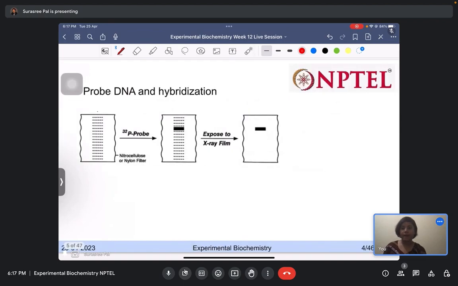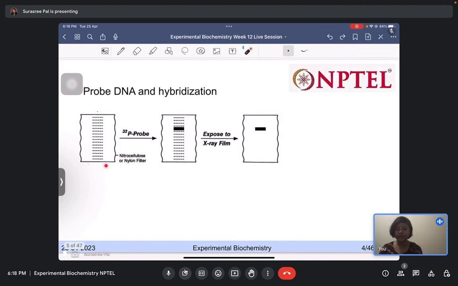Okay. And the next thing is this probe DNA and hybridization. To give you very brief details of how to do this hybridization, suppose these are several DNA fragments, okay? These are several DNA fragments.